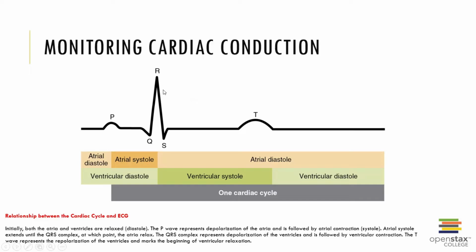So this is the part that represents depolarization of the ventricles. And then we have that followed by ventricular contraction. And then when we get to the T wave here, the final part, that represents the repolarization of the ventricles and marks the beginning of ventricular relaxation, also known as ventricular diastole. And then once again, we go back to the starting point when we get here.